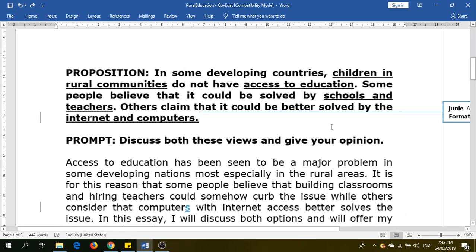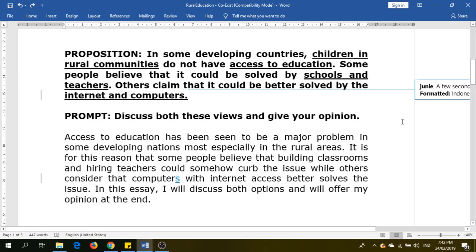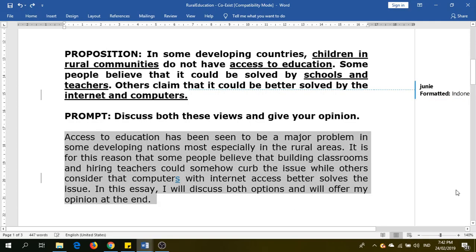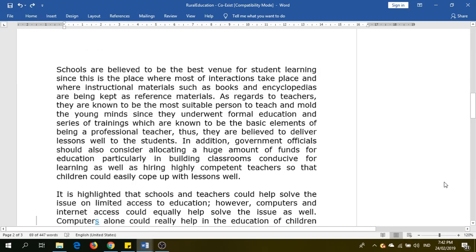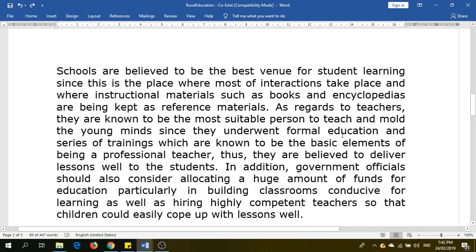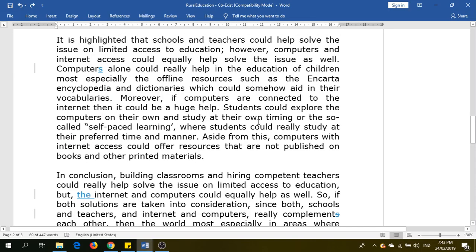Wait, let me just fix all of that in a frame over there. So that's a question prompt itself over there, and then that's the introductory paragraph. And now we can fit the remaining paragraphs over here. Wait, no, it's too thick yet. So this is the first body paragraph talking about schools and teachers. And then we are now proceeding to the second body paragraph together with the conclusion over there.